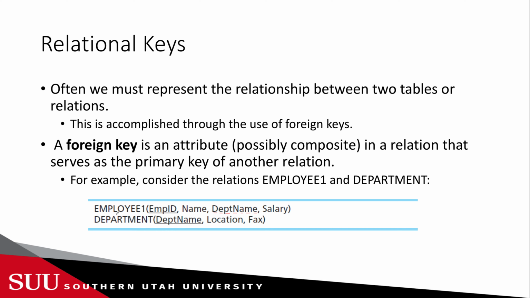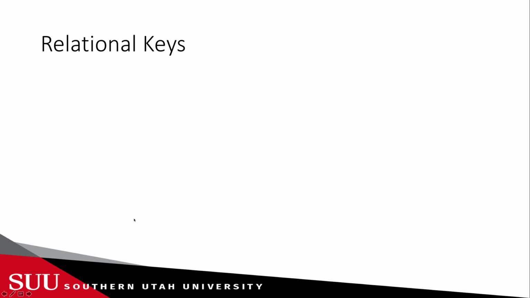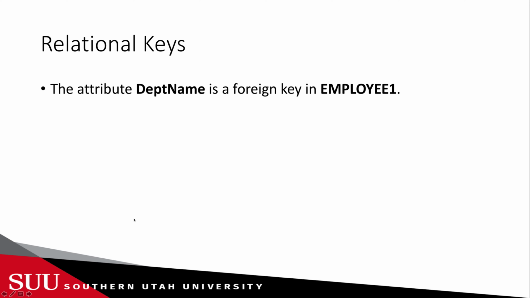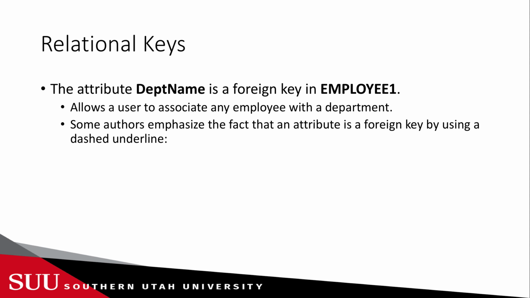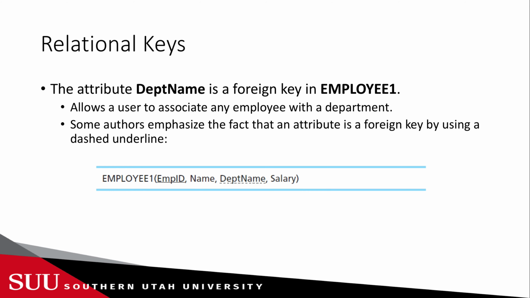Now this will link the employee table to the department table and will allow us to have the department name for each employee to show that this employee works for the department. And as we said, this is going to be the foreign key that allows us to associate those two entities. And what we will need to do is to include an underline in there.